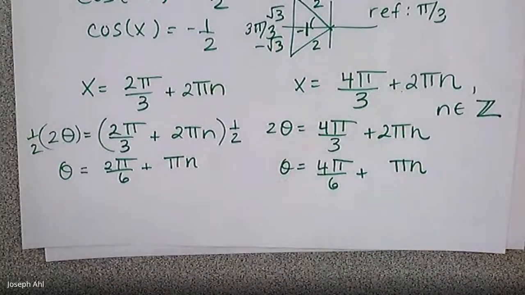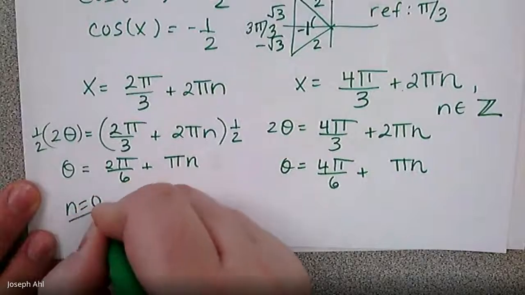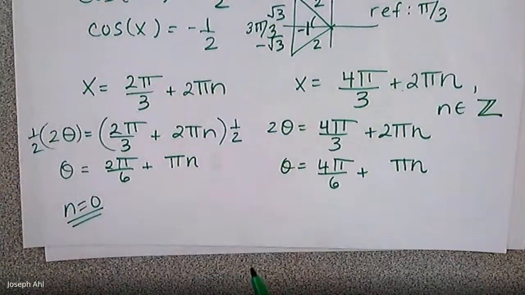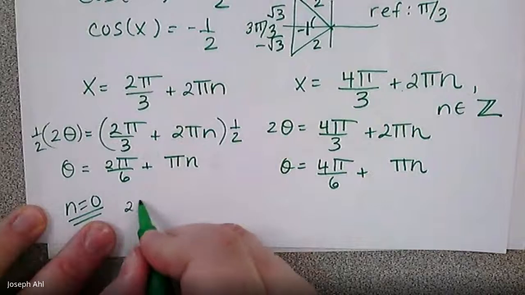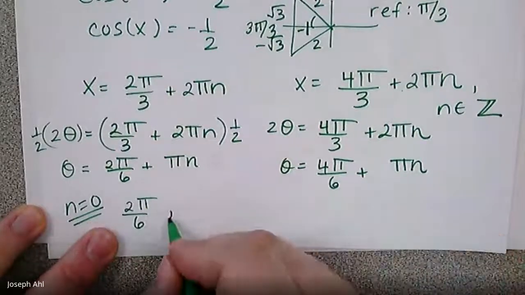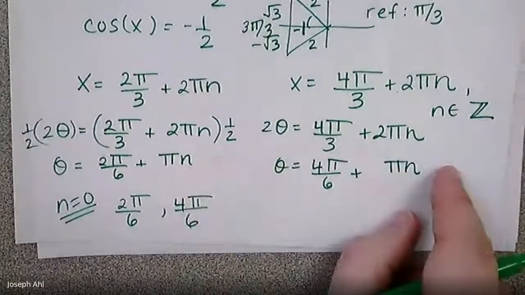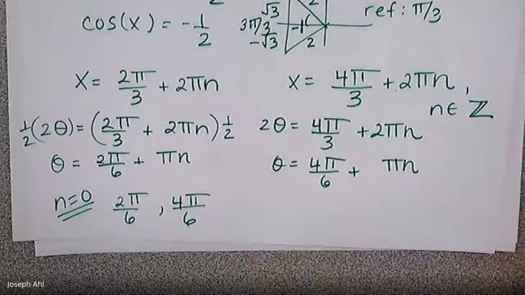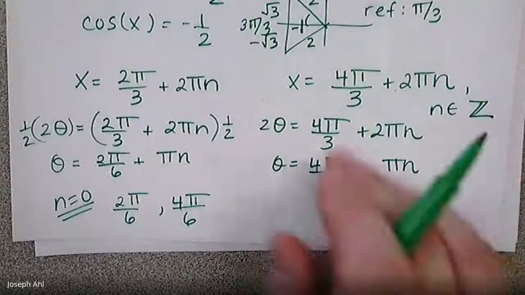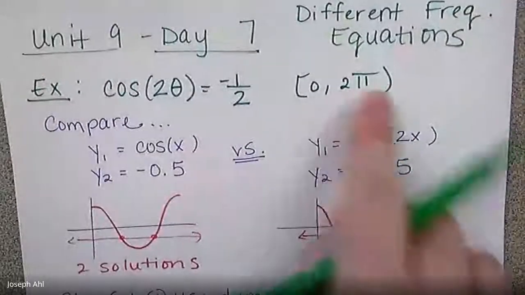So here's how we're going to generate the solutions. First, you're going to do n equals 0. And when n equals 0, you want to be getting 2 pi over 6, and then you get 4 pi over 6 as answers. Okay, so that's the first part. Plug in 0 for n. Because remember, n can be any integer. But we only want to plug in values for n that would give me answers from 0 to 2 pi.